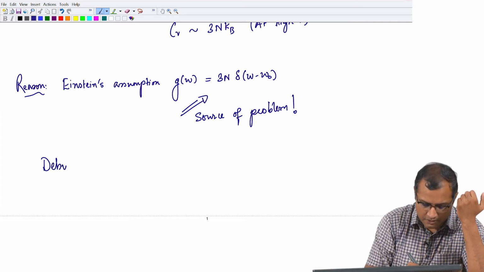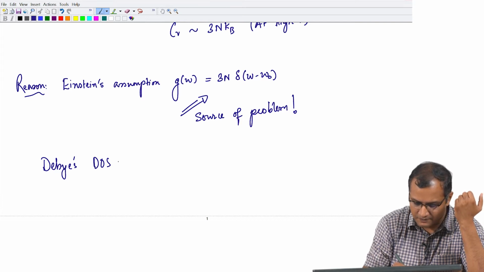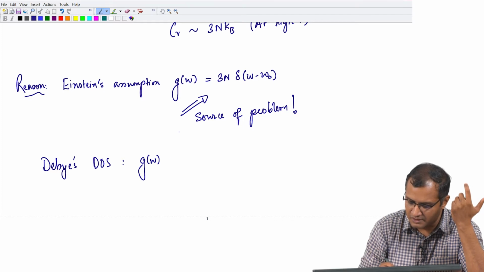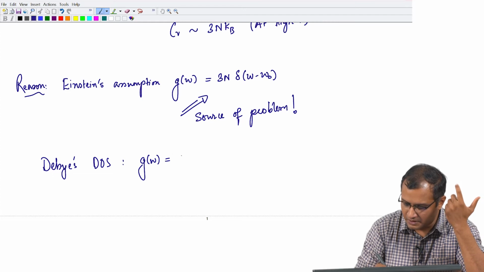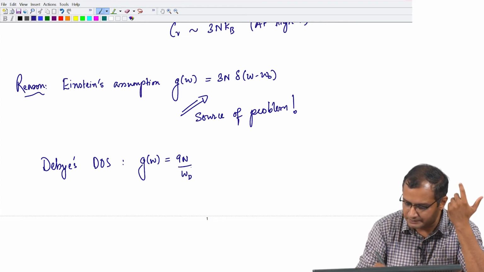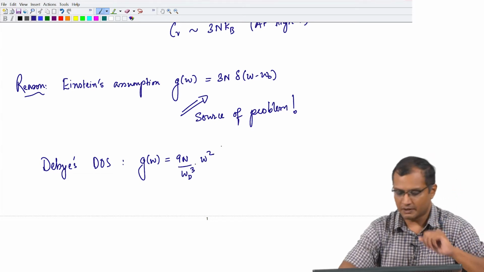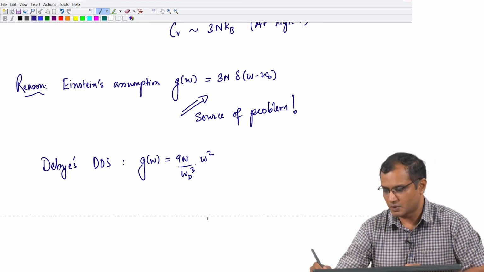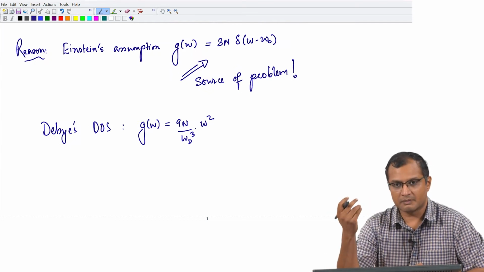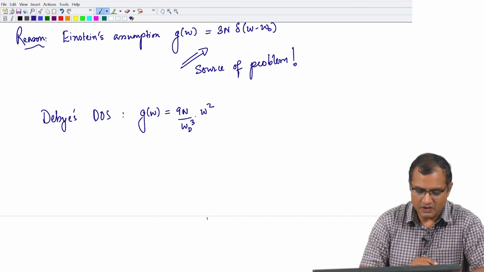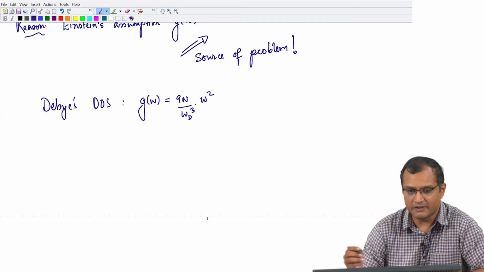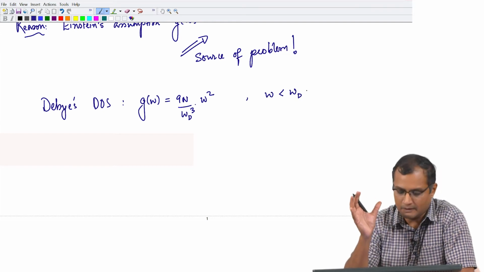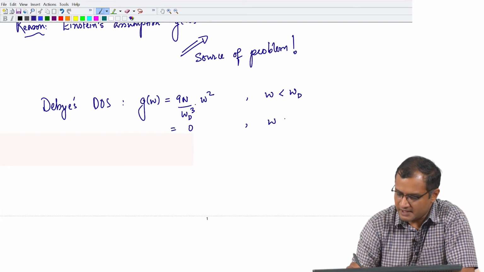So, Debye proposed a correction. So, Debye's density of states is basically more realistic, and I want to have the density of states to have a dimension of 1 upon omega. So, the most natural combination of the prefactors appears to be 9N by omega d to the power 3 into omega square. Okay. So, Debye's proposal is basically to take a density of states which goes like omega square over omega d cube, so that the dimensions remain 1 upon omega. And with this density of states, you see that the calculation becomes slightly different, and of course Debye said that this density of states is only valid if the frequency is below the Debye frequency, okay, and it is equal to 0 if the frequencies exceed the Debye frequency.